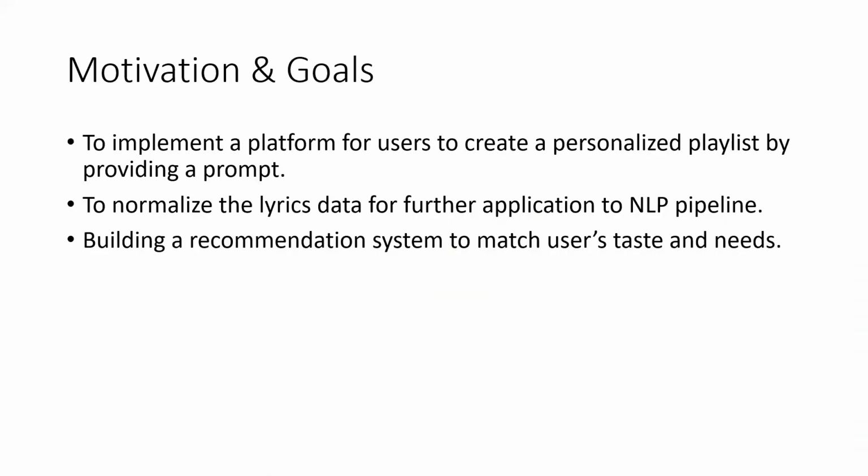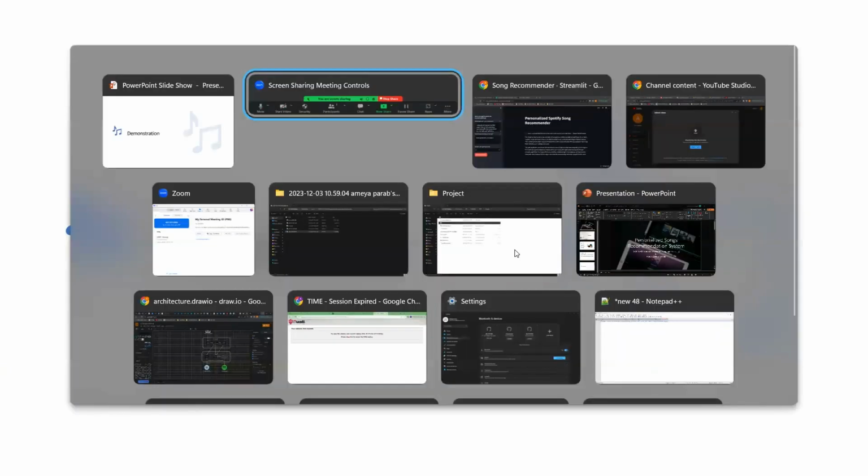The primary motivation behind creating this project was to create an app like a generative AI app, for instance, image generation apps and ChatGPT, for creating a playlist which the user can add to their Spotify accounts. Another aim was to apply the knowledge which I have learned in this course to create an NLP pipeline for normalization of the lyrics. Let's move ahead with the demonstration.